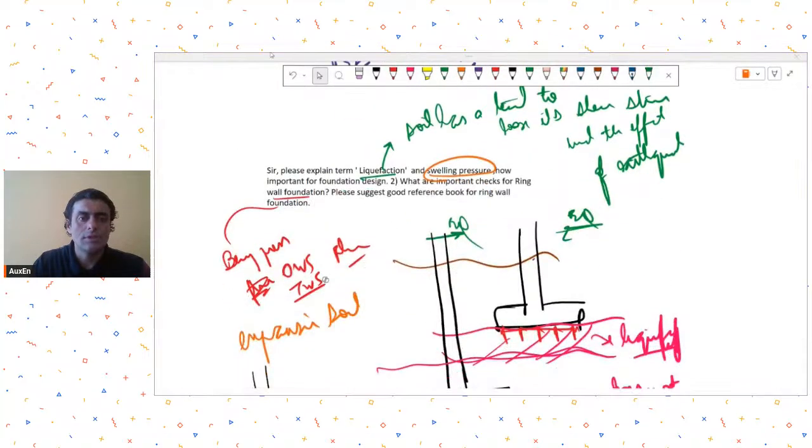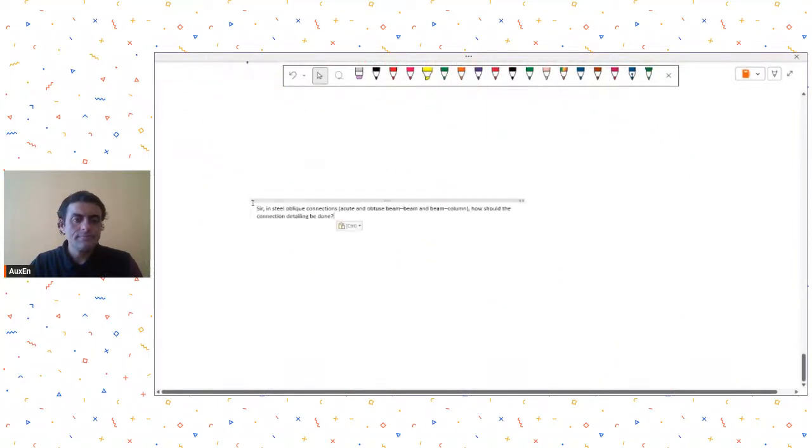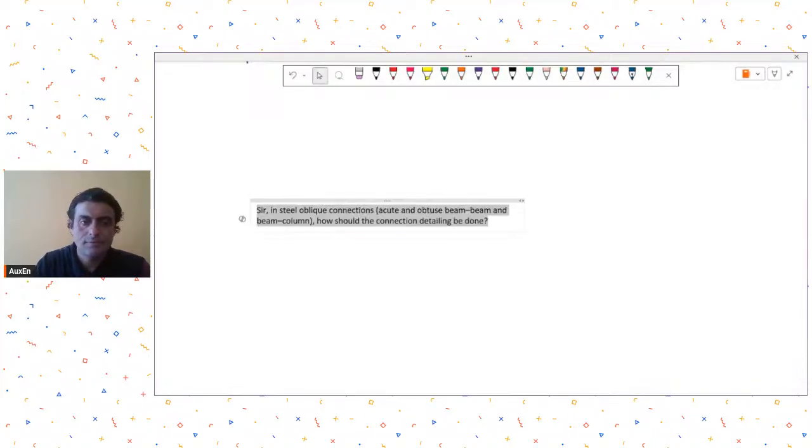Okay, so this was Engineer Rajendra's query. The next query is from Engineer Vineet Kumar. He is asking, in oblique connections, acute and obtuse, beam to beam and beam to column, how should the connection be done?